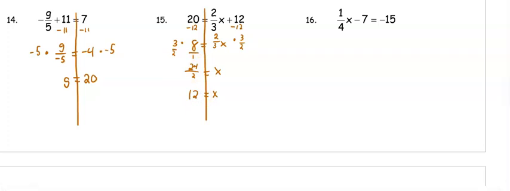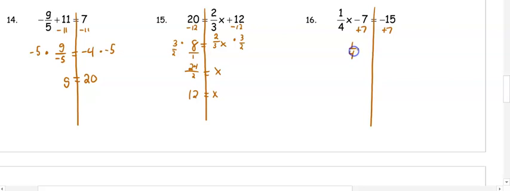In number 16, we have 1/4 x minus 7 equals negative 15. Our first step would be to move the 7, so we're going to add 7 to both sides. 1/4 x is equal to negative 8. To get that x by itself, we multiply by the reciprocal, 4/1. So we get x equals negative 32.